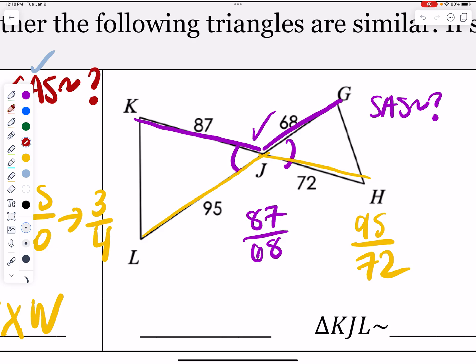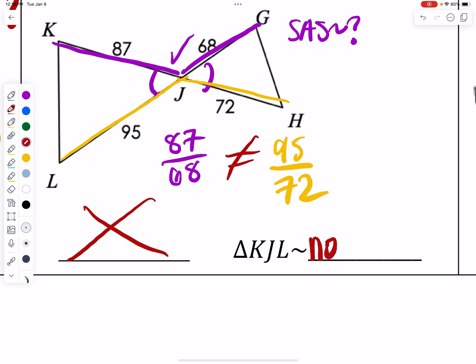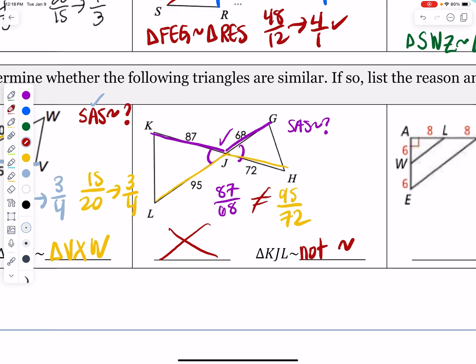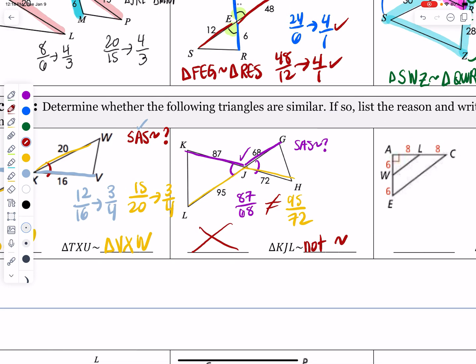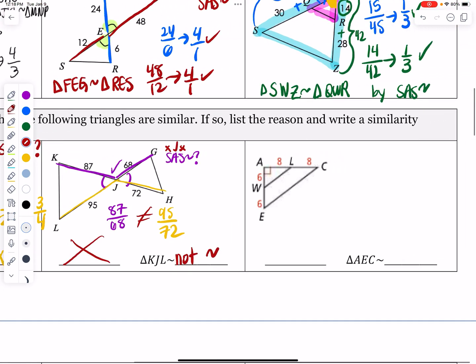Since those are not the same, then we do not have a shortcut, and these shapes are not similar. These are not going to be similar, so you're not going to have a similarity statement. Sometimes you check the math, and the angle between is congruent, but the sides fail to be the same. And when I say the same, I mean the same ratio. They're in the same ratio. They're proportional to each other.